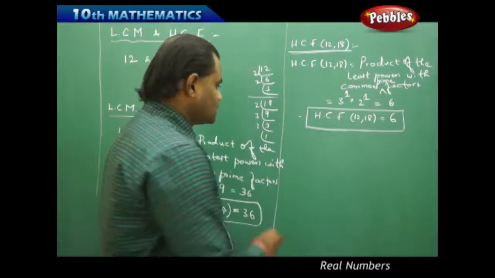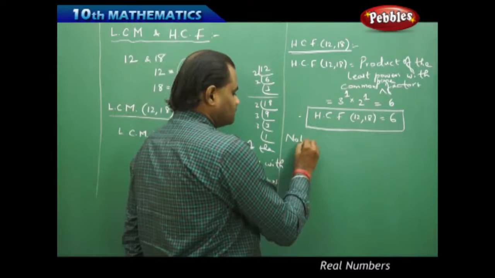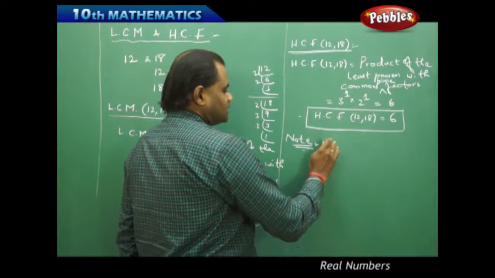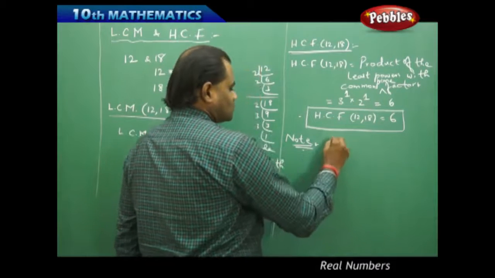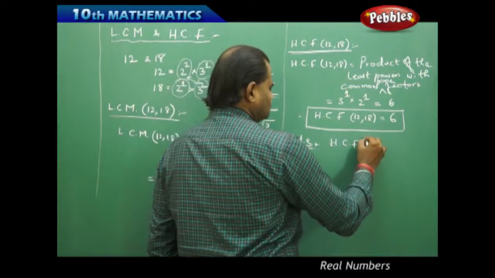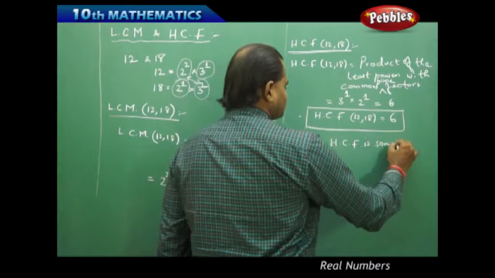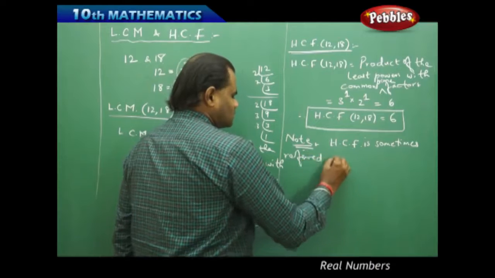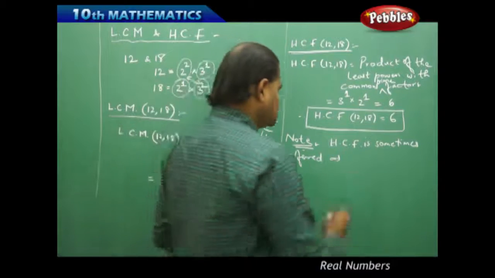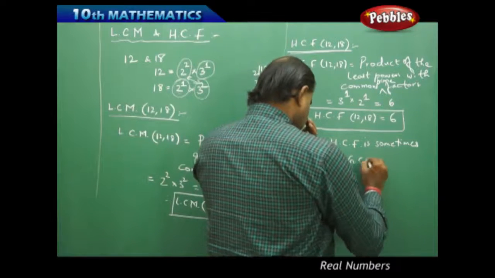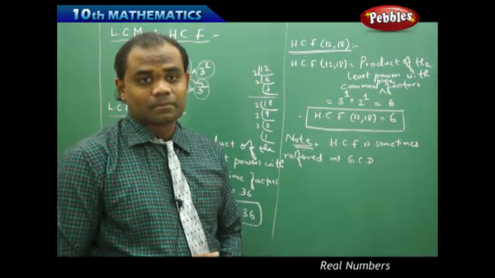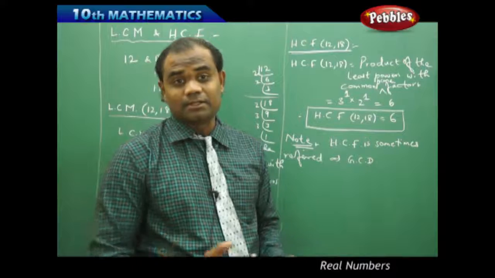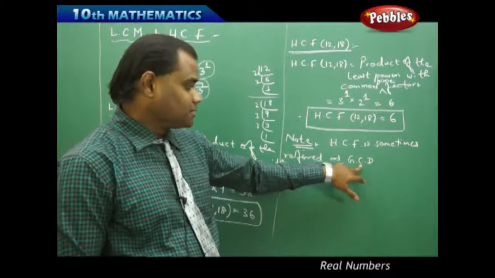Similarly, there's a small note I would like to make here, that HCF is sometimes also referred to as GCD, the greatest common divisor. The highest common factor is sometimes referred to as the greatest common divisor, abbreviated as GCD.